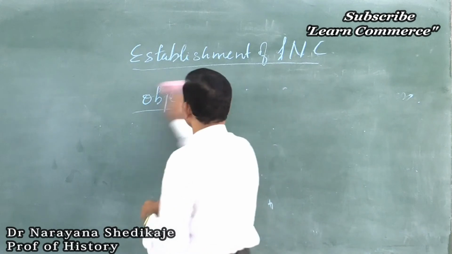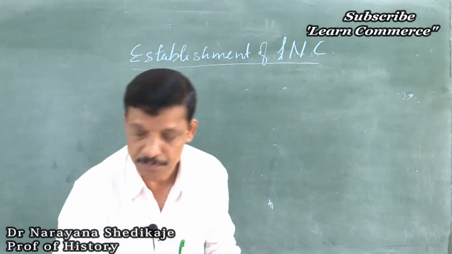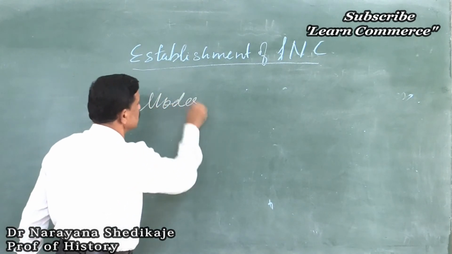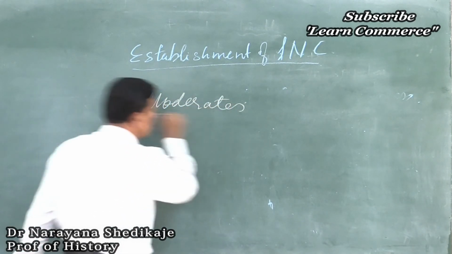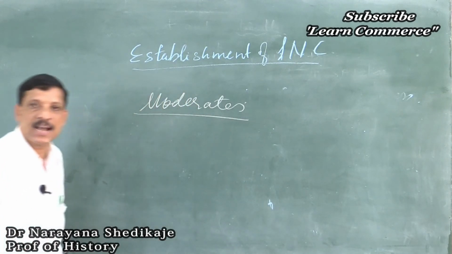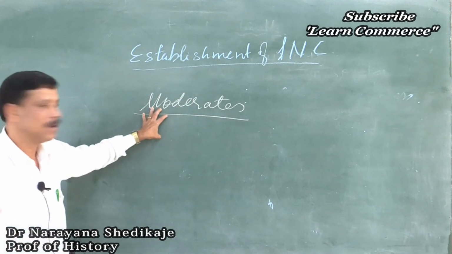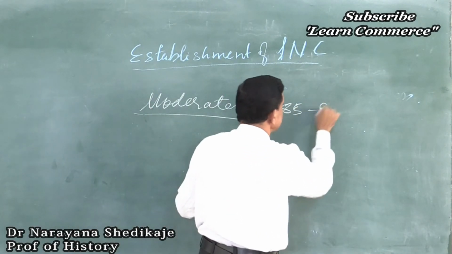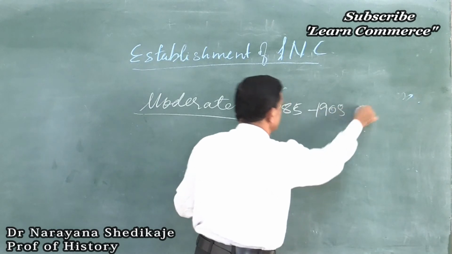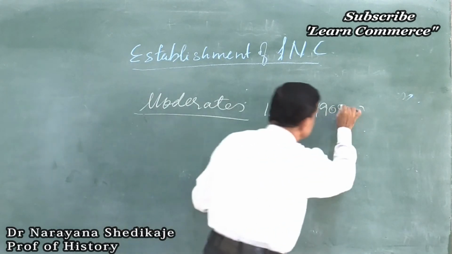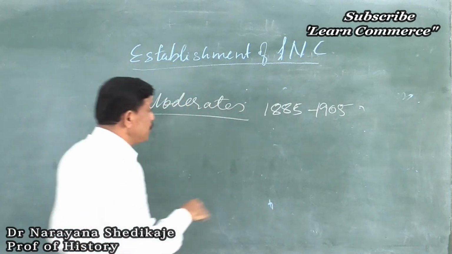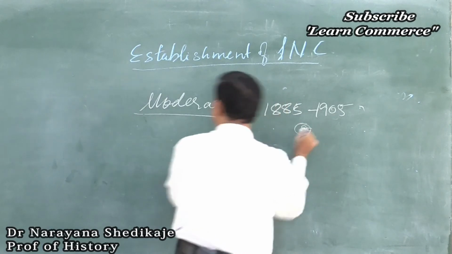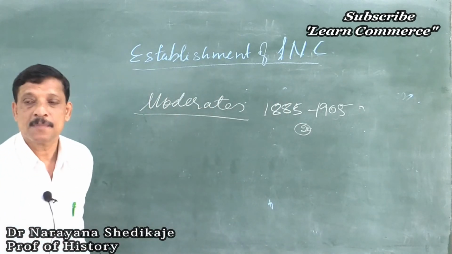Well, then we have to see the moderates. The period of moderates. The first stage of the Indian national movement, the moderate period, from 1885 to 1905. Nearly 20 years, the moderates led the movement.